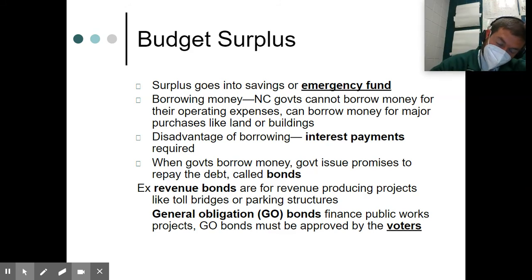The only difference is when we are individuals and we want to borrow money, we go to a bank. When governments want to borrow money, they issue things called bonds. There are two different types of bonds. Revenue bonds are for revenue producing projects like toll bridges or parking structures, where you're building the thing and then it's going to pay itself off. Then you also have general obligation bonds, which finance public works projects. These have to be approved by the voters before they can be made into a bond.